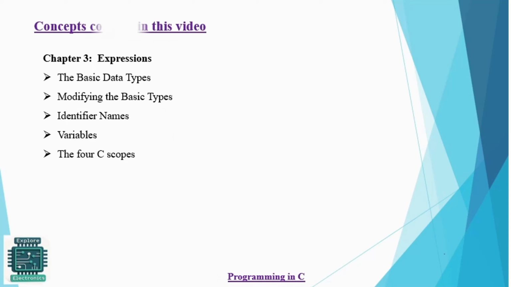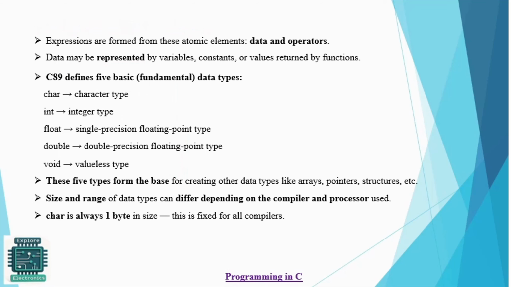So, next, in this video, we are going to learn another important concept from your syllabus, that is chapter 3. The name of the chapter is expressions. Today, we are going to learn about these topics: the basic data types, modifying the basic types, identifier names, variables, and the four C scopes. So, before we start, make sure you have your notebook and pen ready.